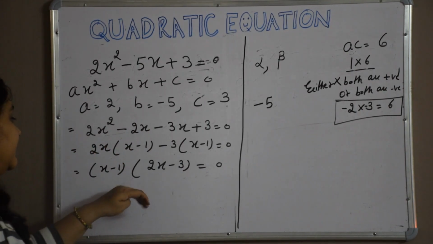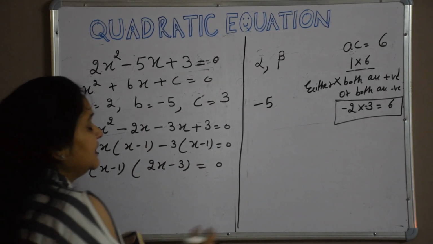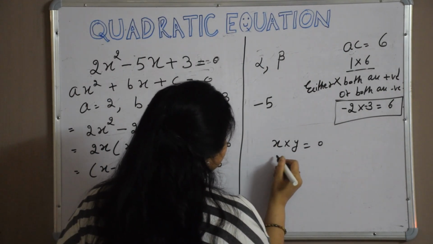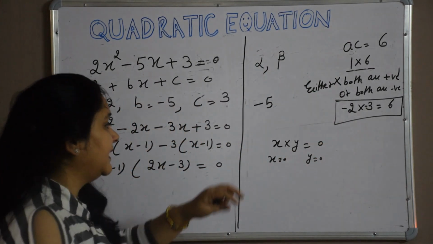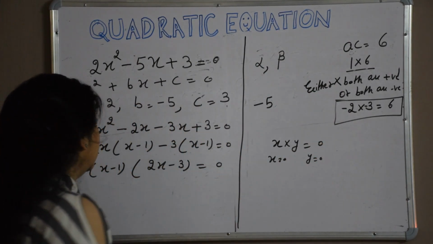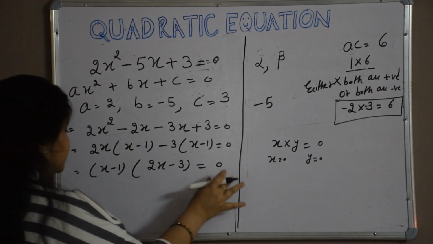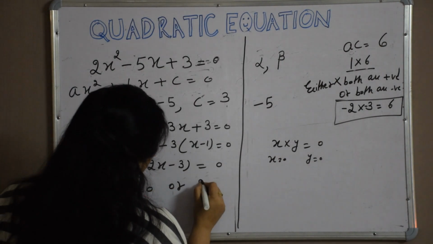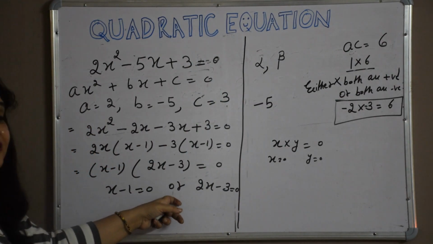Now we know that if the product of two numbers is 0, then either of them should be 0. Suppose xy equals 0, then either x should be 0 or y should be 0. Both can be 0, but at least one of them should be 0. So the same is the condition here. The product of two numbers is 0 here, so either x minus 1 equals 0 or 2x minus 3 equals 0. That's why we are using "or" here.